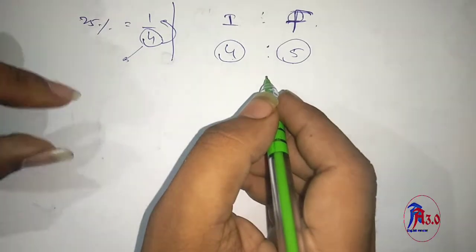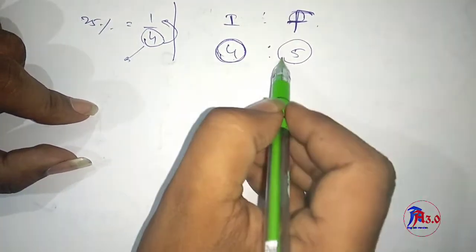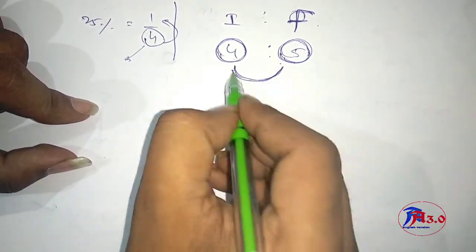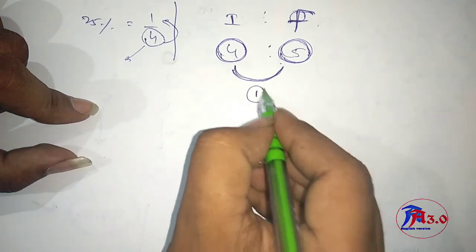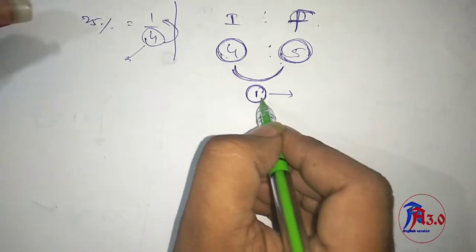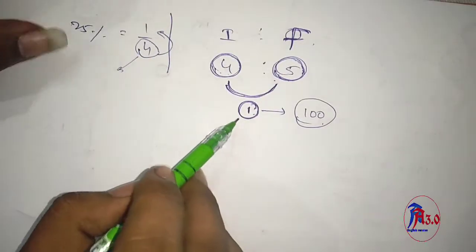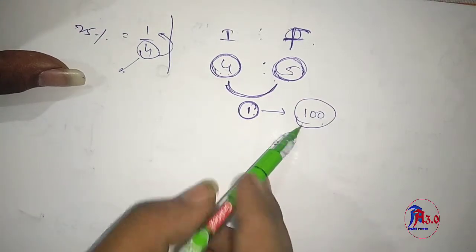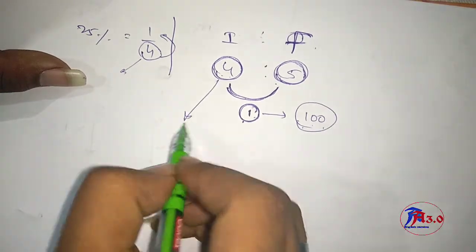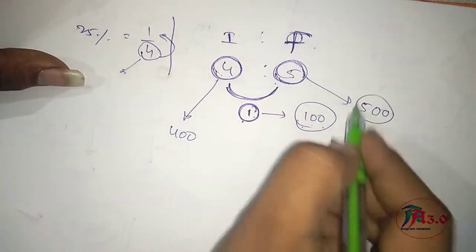So he is asking the difference between both the numbers. If we assume these two as our numbers, what is the difference in units? The difference is 1 unit. 5 minus 4, the difference is 1 unit. This 1 unit is given as 100. So if 1 unit is 100, then what about 4 units? It is 400. And what about 5 units? It is 500.